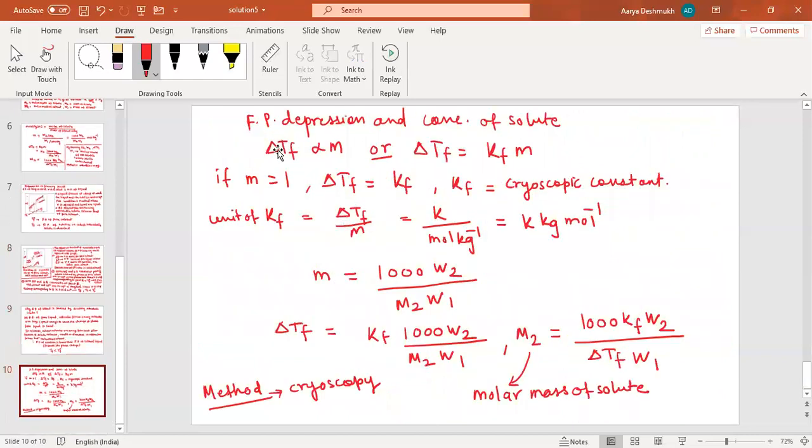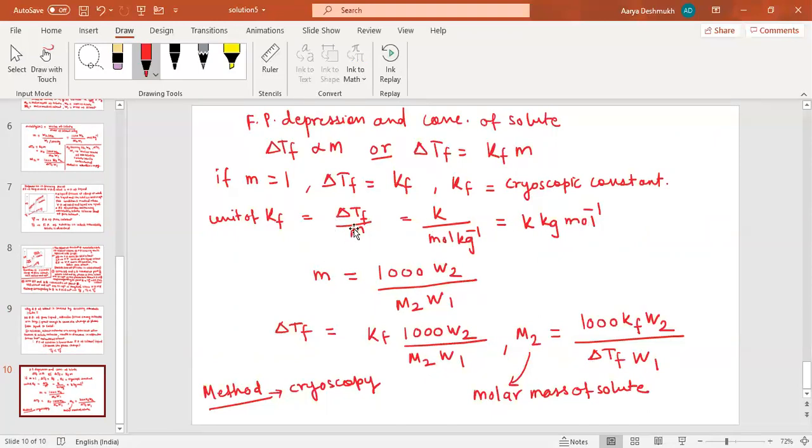Now the last slide. This freezing point depression is again a temperature dependent term, so the concentration of solute must be expressed in molality. Remember, earlier for the lowering in vapor pressure we considered molarity. For depression in boiling point we considered molality. Here also the same thing: we have to consider molality, not molarity. So for a 1 molal solution, delta TF will be equal to KF. KF is nothing but the cryoscopic constant.